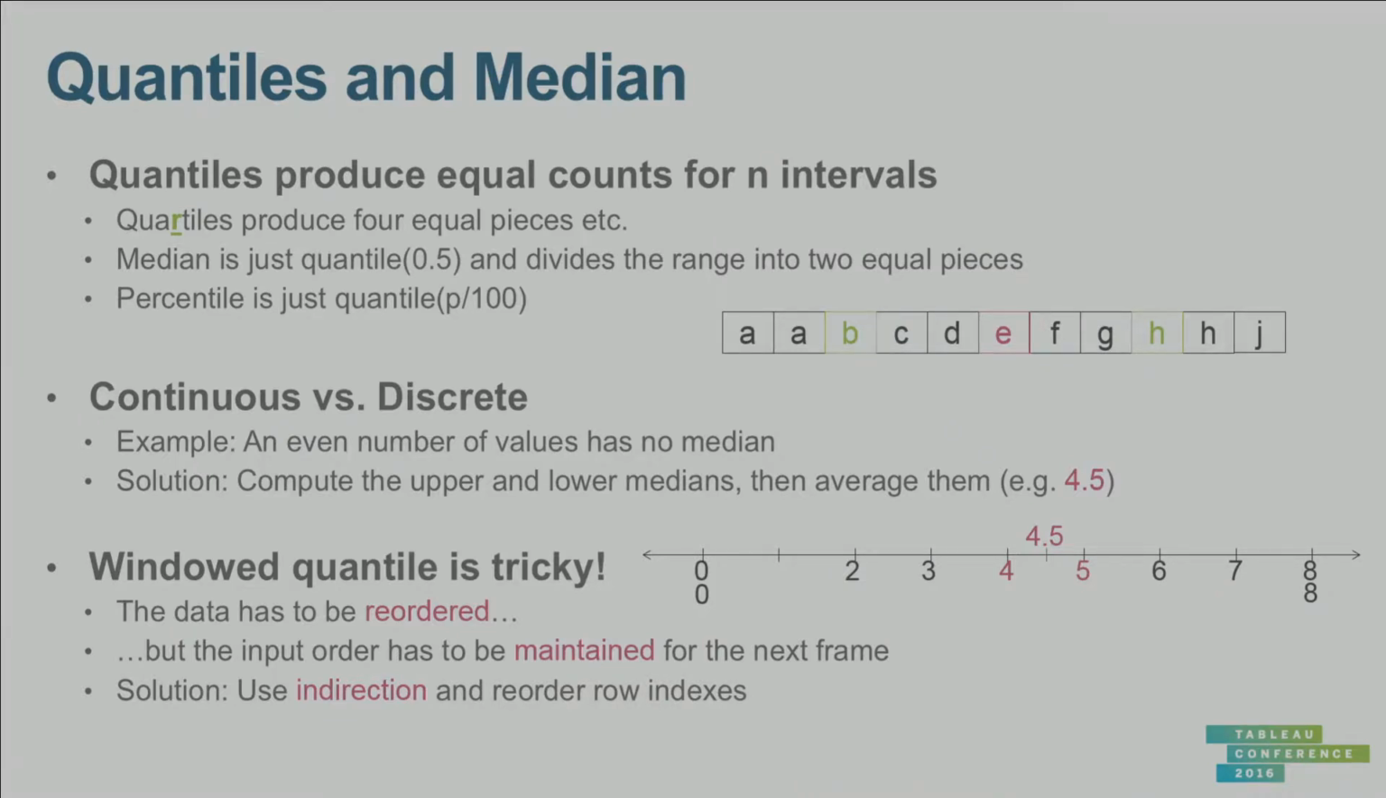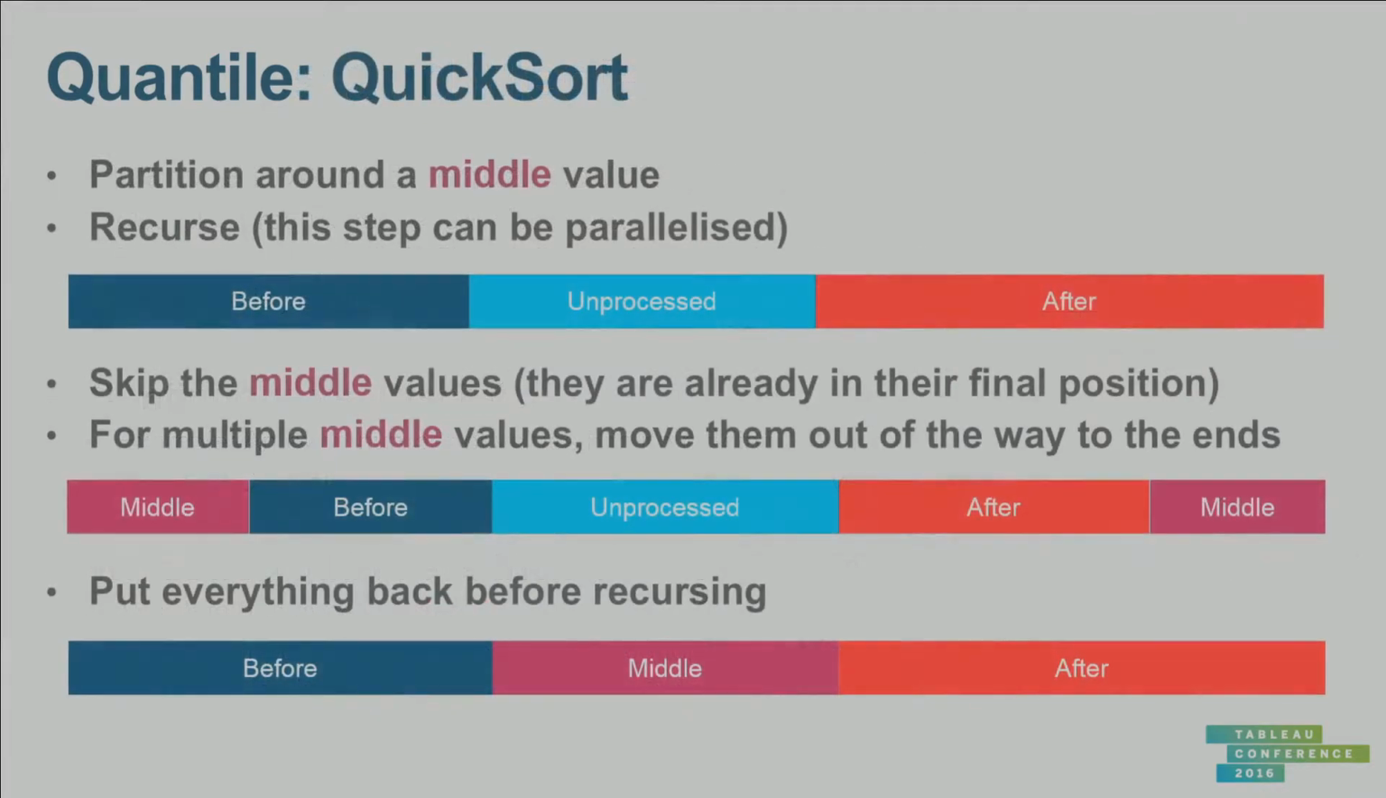So how do you compute quantiles? Well, to do that, we first have to review an algorithm called quicksort, which, if you've ever taken a computer science class, you've run into this. And the way this works is very clever. It goes back to the 1960s.